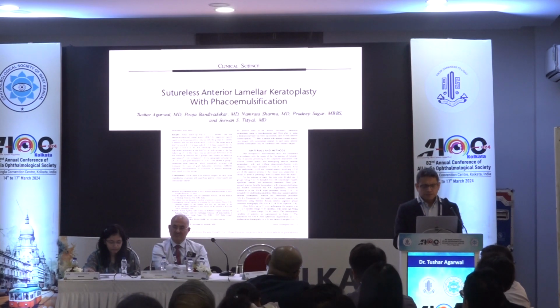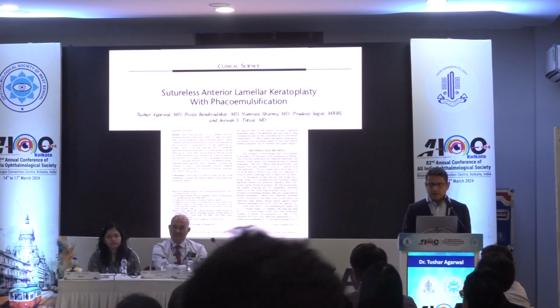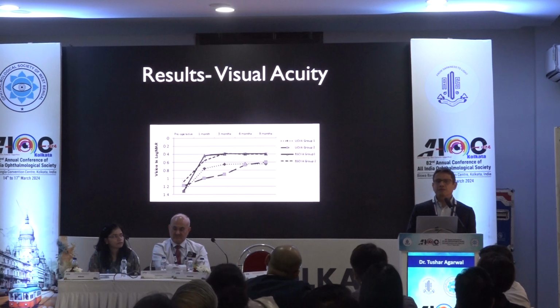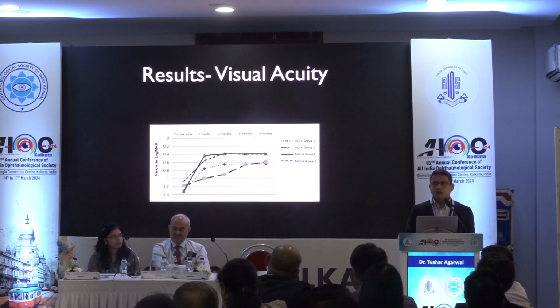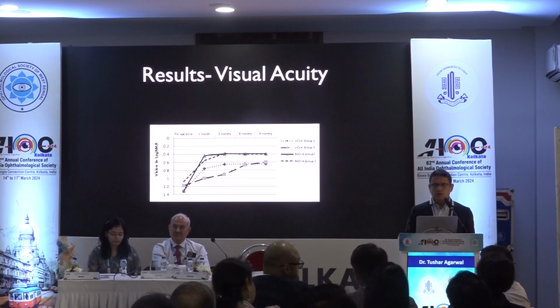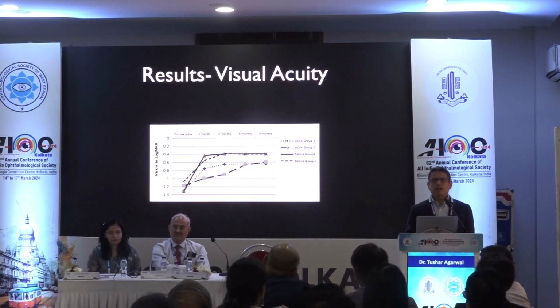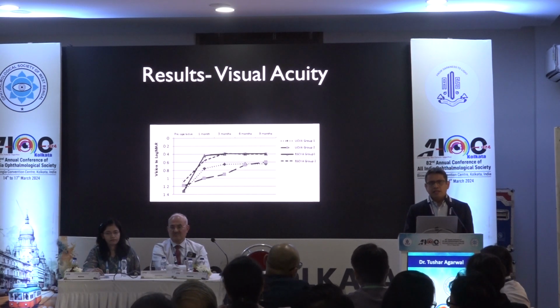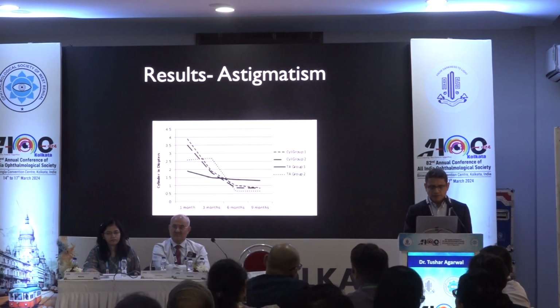So we published these results a few years back in Cornea, and the take home from these results was that the patients recover vision very fast following this surgery, even if it is a plain SALC or SALC with phaco. So compared to a procedure like DALK or ALTK, where it takes about 6 months to 1 year to regain vision, in these cases the final visual acuity you almost reach by 6 weeks of surgery.